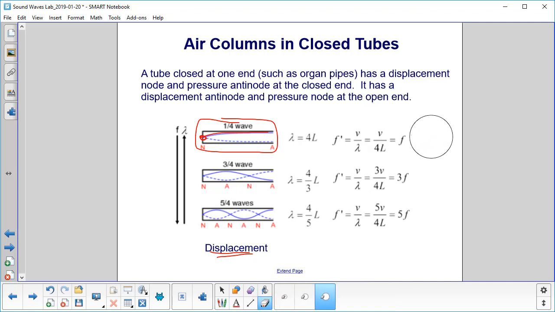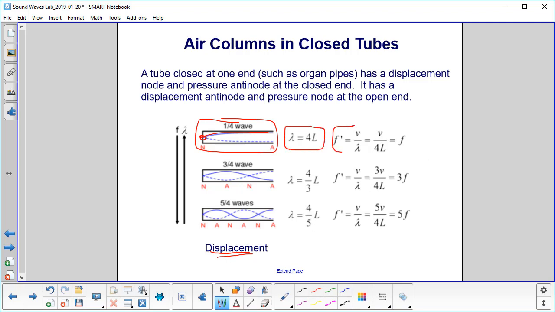So in this case, our first wavelength, lambda, is equal to 4 times the length of the tube. So the fundamental frequency, again, is V over lambda, V over 4L. That is the fundamental frequency where n is equal to 1.